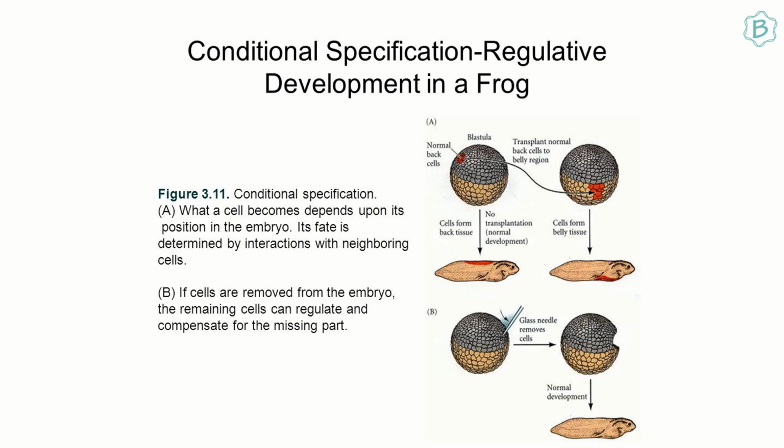In the second example, in part B, we can see what? If you remove some of the cells, a small part of the cells, then all the other remaining cells will compensate for the missing part and will still form normal development. It will not change to abnormal development; normal development will still occur in spite of removing some cells. Okay, so this is conditional specification.